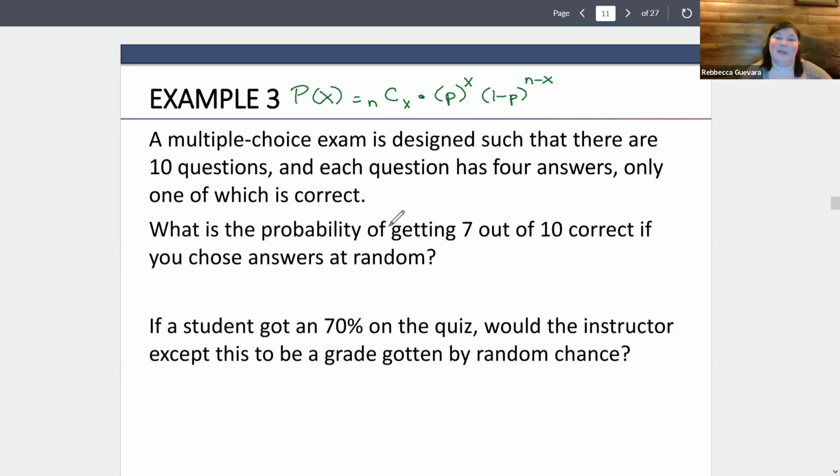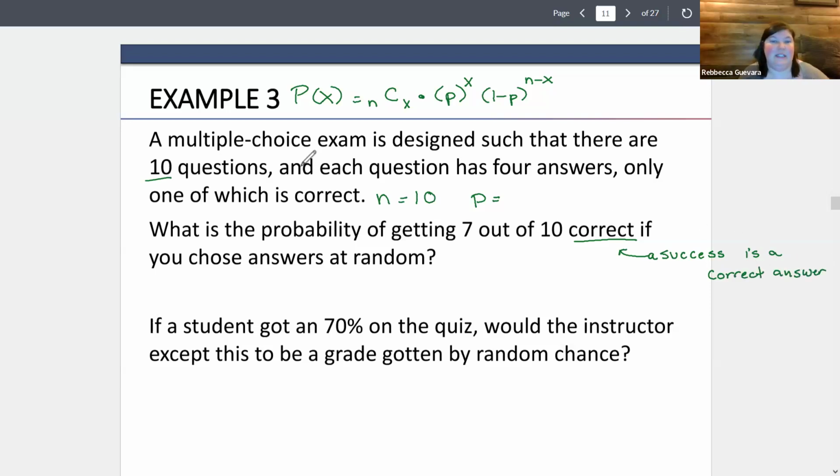So a multiple choice exam is designed such that there are 10 questions. So I have 10 trials, and each question has only 4 answers, only one of which is correct. What is the probability of getting 7 out of 10 correct? So I'm looking for correct answers. A success is a correct answer.